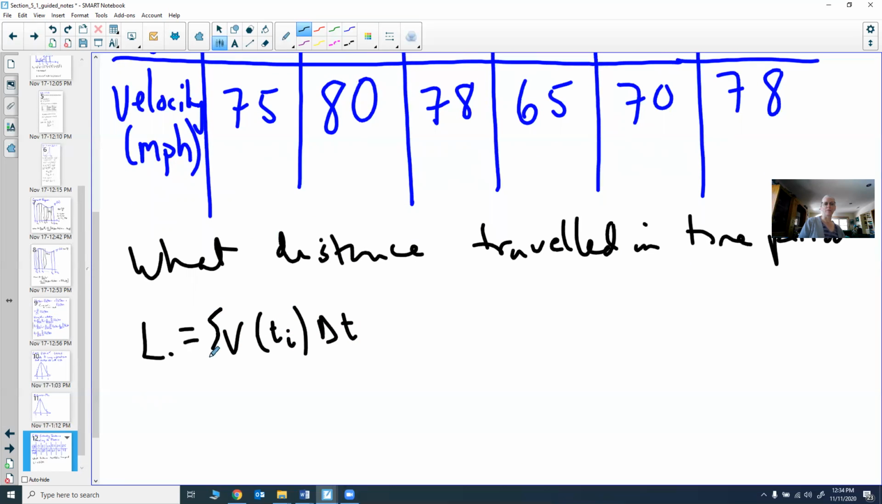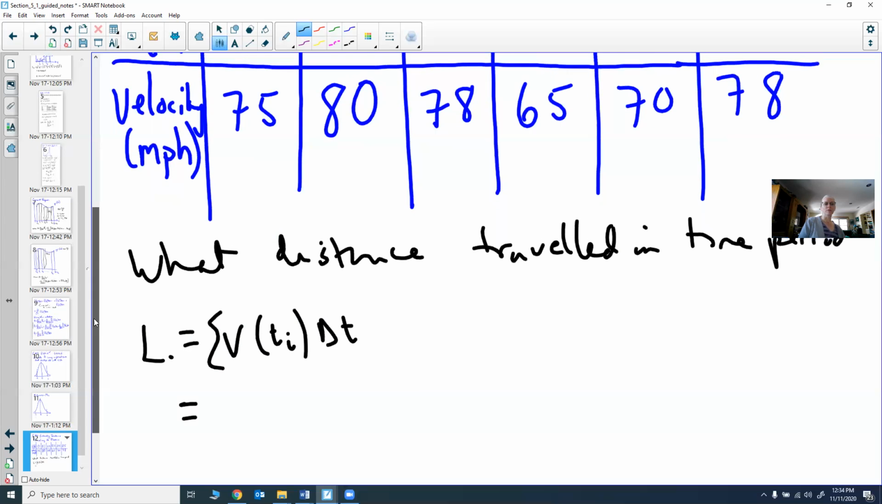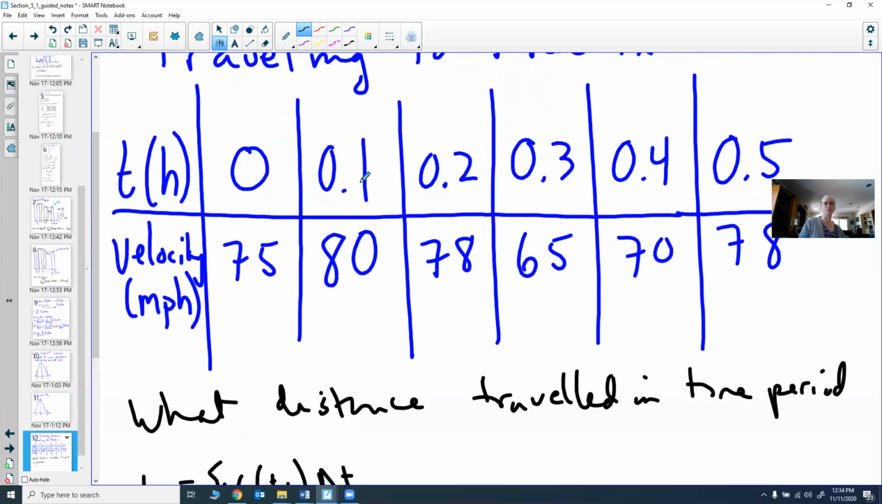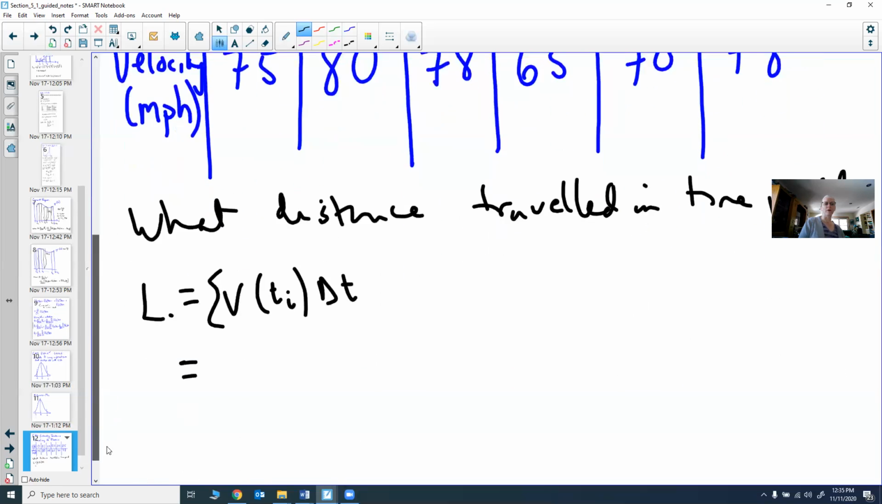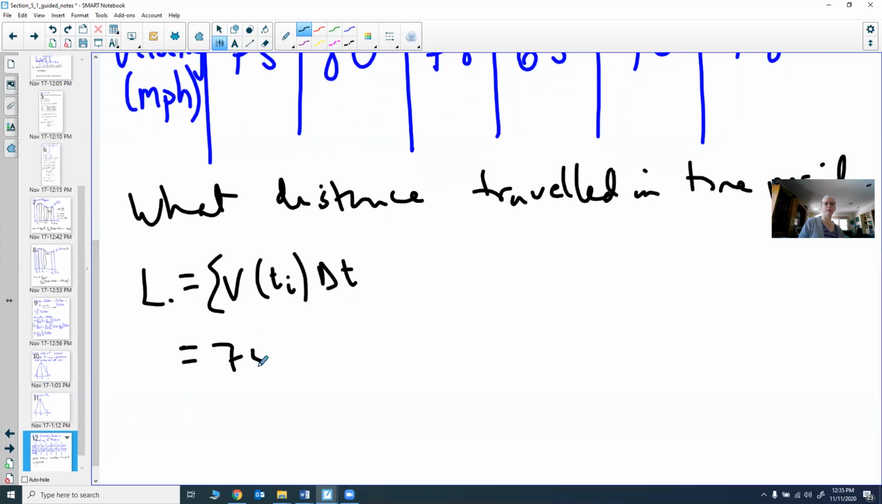I'm going to add those all up. I didn't put my summation notation on here. I'm just reminding myself I'm adding things together, so I just left it off in this case. We're using left endpoints. Left endpoints means between the interval from 0 to 0.1, we're using the 0. So the very first one there would be 75 times my delta t of 0.1. So let's write delta t equals 0.1 up here, just so you can remember. Not 0.01, 0.1.